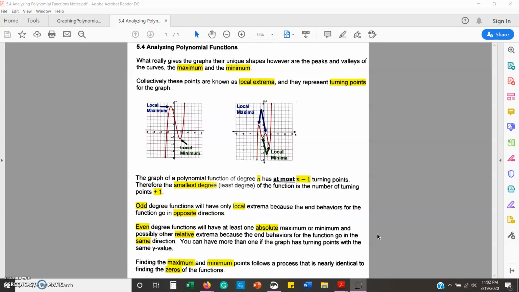All right, lastly, you can find maximum and minimum points basically the same way you find zeros in a function when you're using your calculator. And eventually we will try to take a look at that with our calculators. But for now, we're really just looking and analyzing graphs and seeing what's happening there. Thank you.